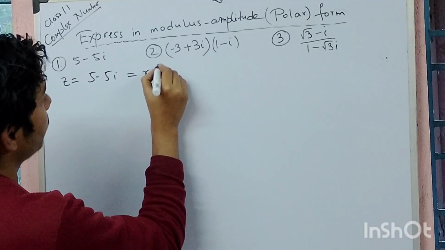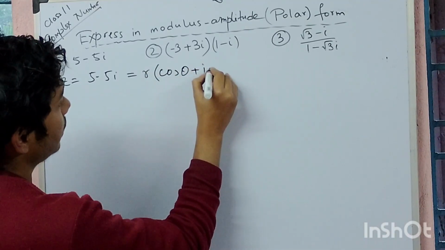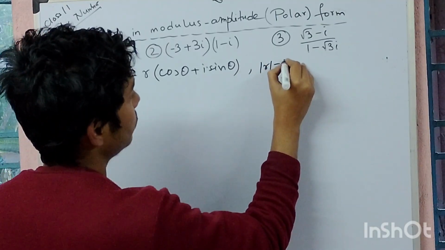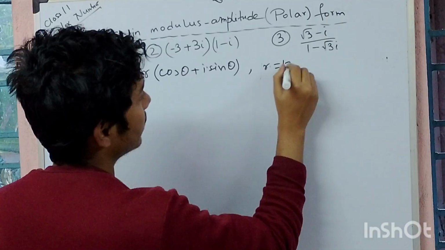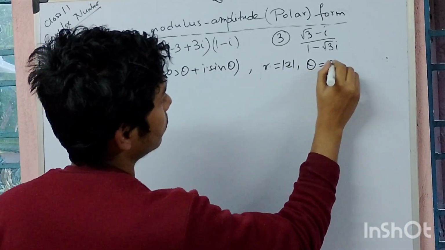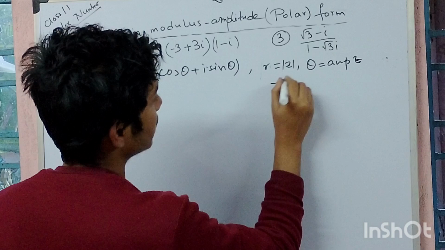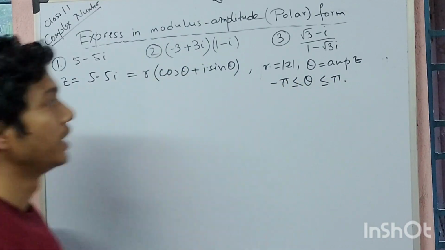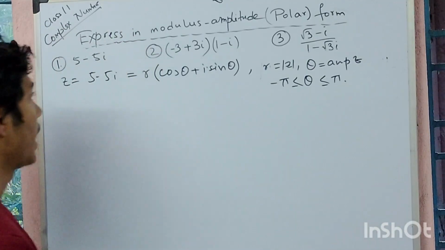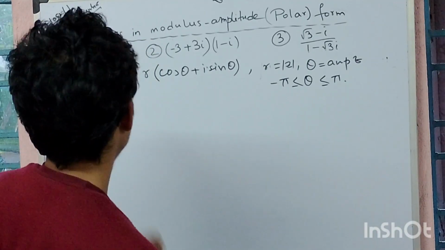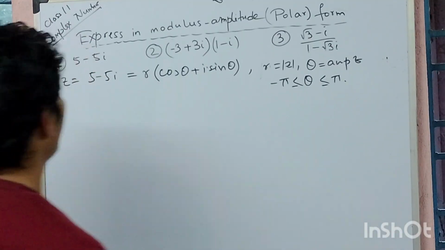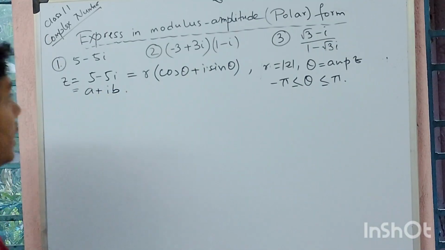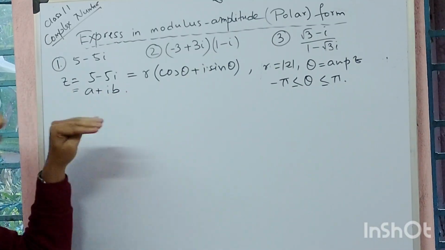It will be r (cos theta plus i sin theta), where r equals mod z and theta equals amplitude of z, and minus pi is less than theta less than or equal to pi. The value of theta will always be between minus pi and pi. Now, any complex number I can compare with a plus ib.